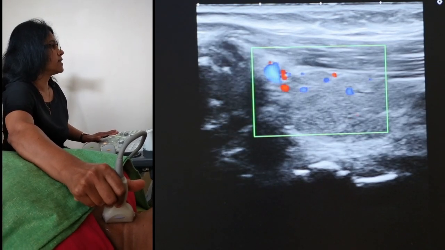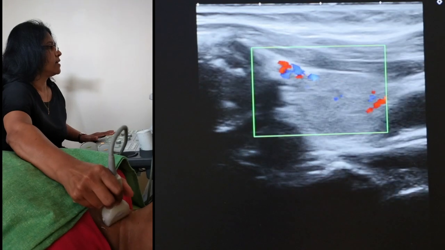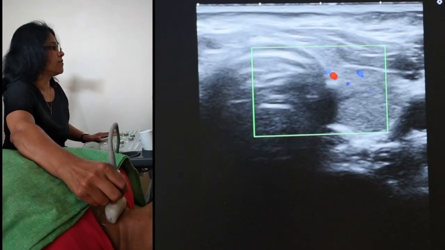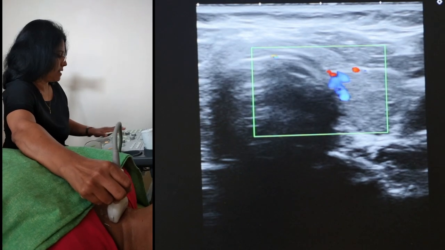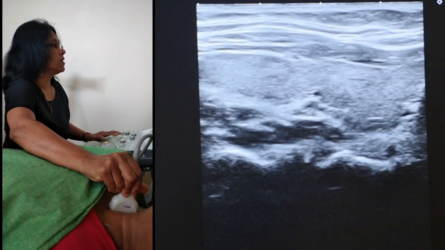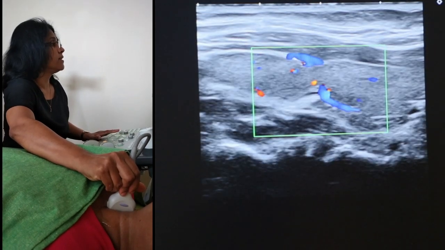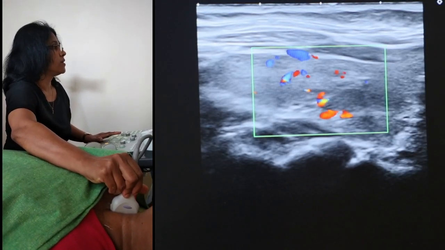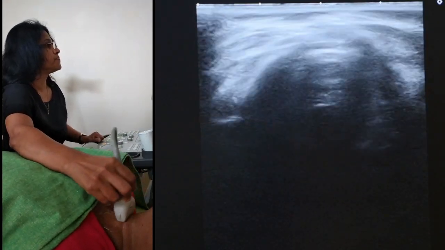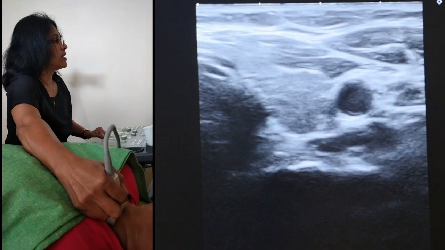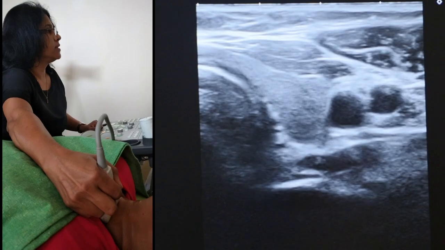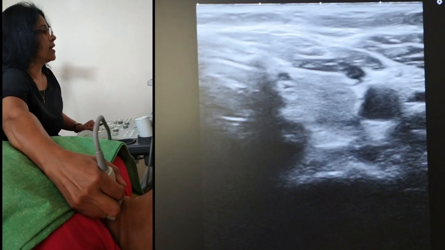In conditions like thyroiditis, in acute thyroiditis, you see increased vascularity of the thyroid gland. That is the vascularity of the left lobe. I am checking the vascularity in the right lobe. That is the normal vascularity in the right lobe. Again, now I am checking the common carotid artery and internal jugular vein on the left side.